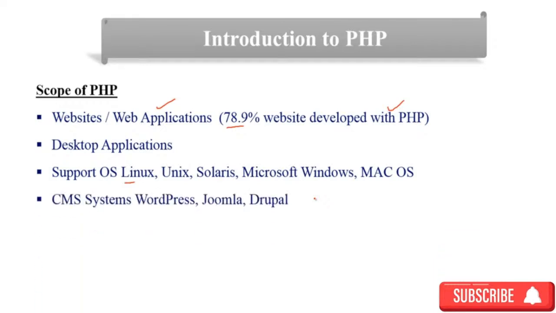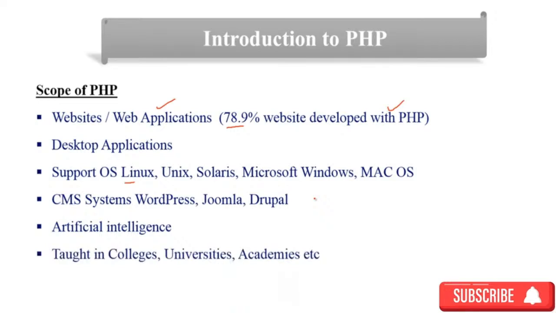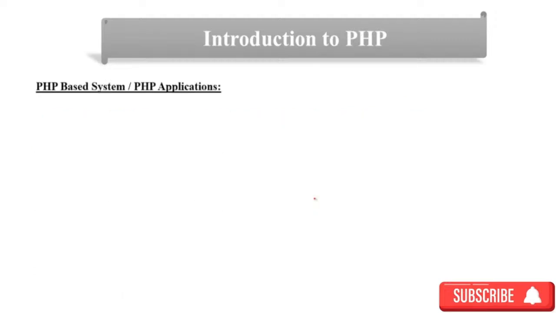CMS systems like WordPress, Joomla, Drupal are also developed with PHP. Artificial intelligence is a very advanced, trending technology in the world. You can also work with artificial intelligence. Another is that this language is taught in colleges, universities, and academies because it has more scope and is a famous programming language used in a variety of fields. That is why it is taught in colleges, universities, and academies also. And there are different systems based on PHP, or PHP applications, that I share with you.